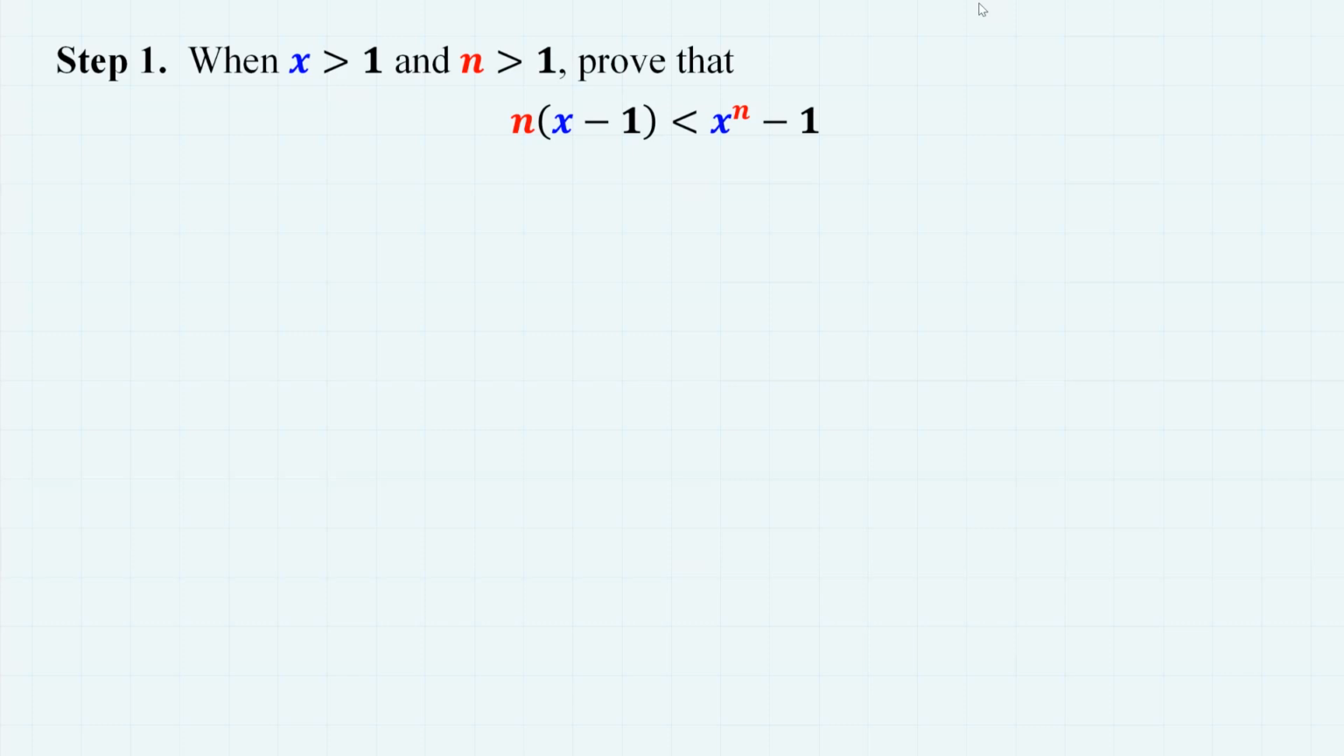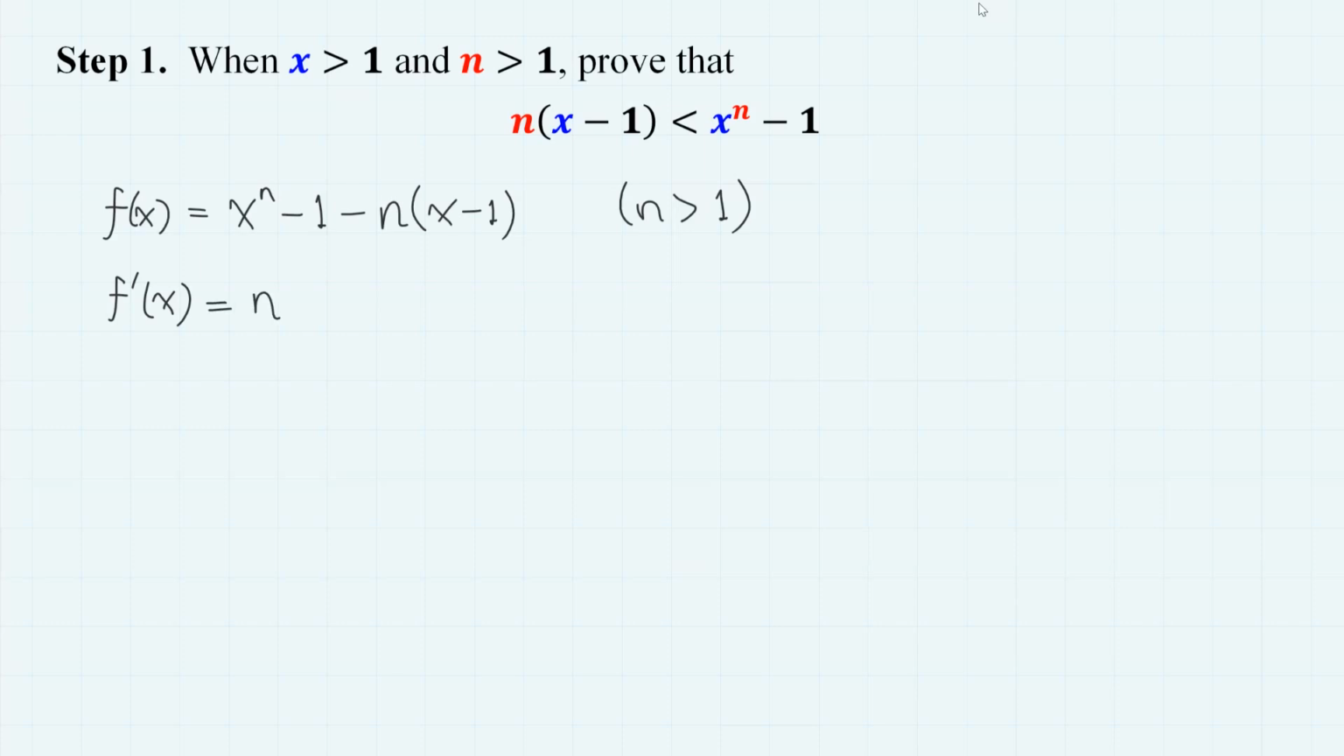So the first step, proving the inequality. We are going to use the famous differentiation method. Let f(x) be the function x to the power of n minus 1 minus n times (x minus 1), where n is greater than 1. By differentiating, the derivative is given as n times x to the power of n minus 1 minus n, which equals n times (x to the power of n minus 1, minus 1).